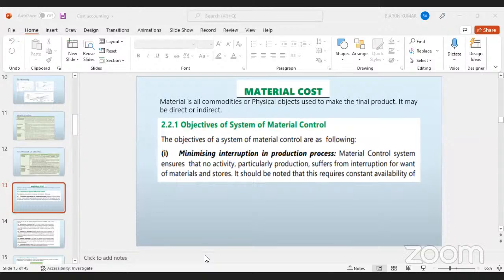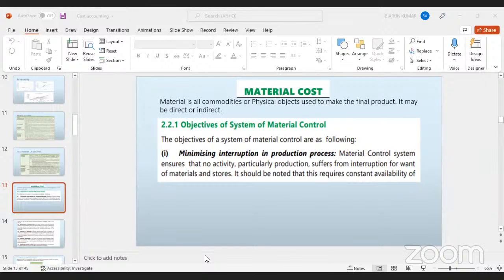Okay, here in material cost we are discussing the 3 E's. The 3 E's are: the first E stands for economy, the second for efficiency, and the third for effectiveness. Economy is procurement, efficiency is handling in the processing, and the final one, effectiveness, is producing the desired output. So these 3 E's are important in material costing.